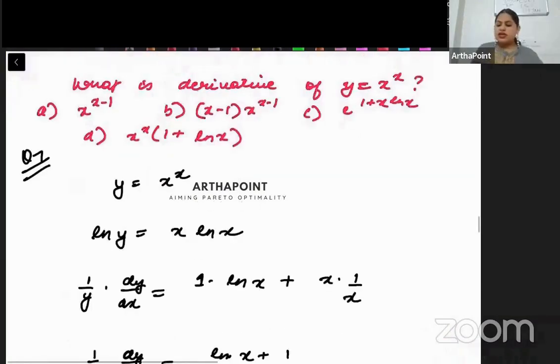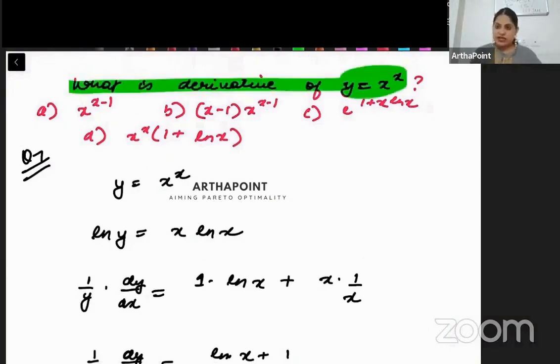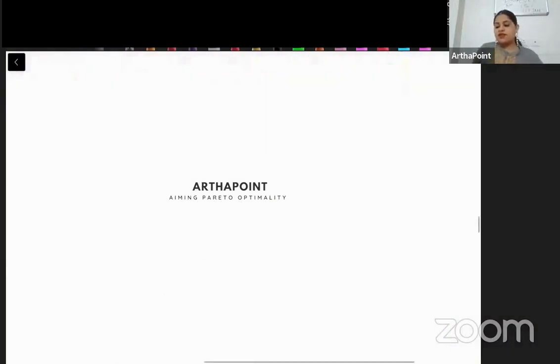Okay, simple. It says what is the derivative of y is equal to x to the power x. So beta, if I have this, I can take log on both sides.